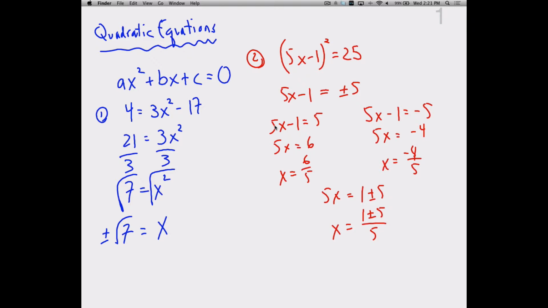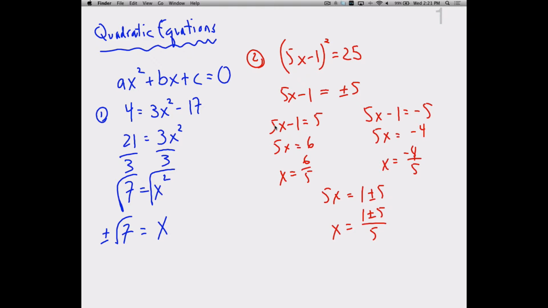And then treat it once as if it's plus. 1 plus 5 is 6 divided by 5, 6/5. Treat it as if it was minus: 1 minus 5, negative 4 divided by 5. That's the easier way to do it. The hard way to do it would be to multiply out the left side, move the 25 to the other side and factor.